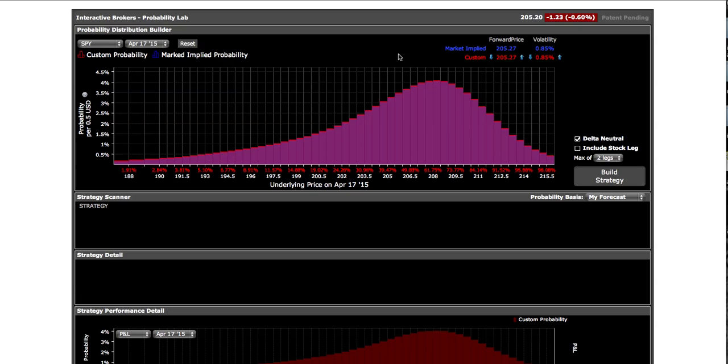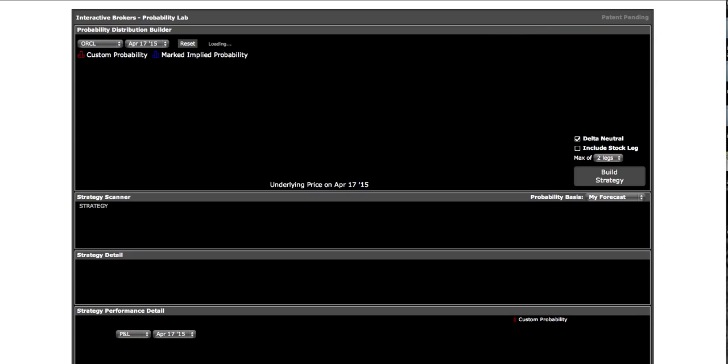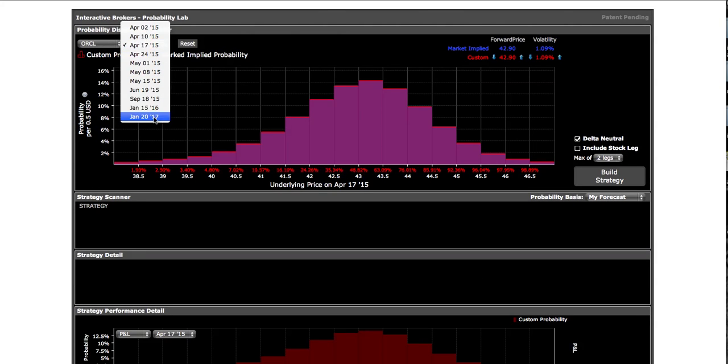So in the top left hand corner here you can see the particular stock. So for example, we're going to change that to Oracle. And then it has the options expiry dates here. So we can change them to whichever one we want. At the moment it's on April the 17th, so we leave it at that.